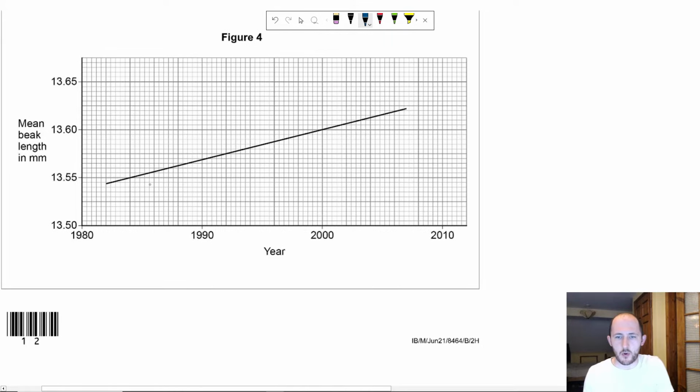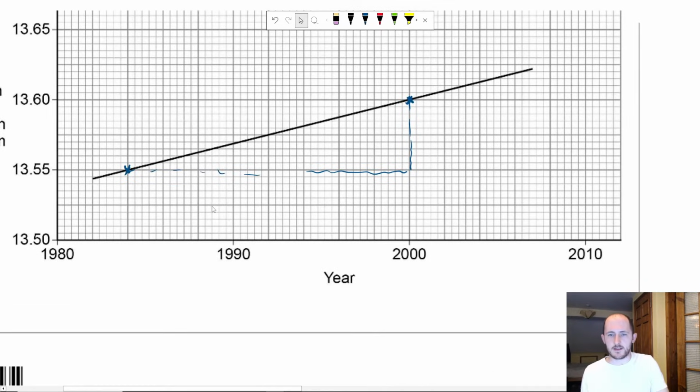So if we pick 2 points which are cleverly placed to be directly in the middle, that looks pretty reasonable. All we're going to do is work out the change in y and the change in x. If we zoom in nice and deep, that's 13.55 to 13.6. So that's a difference of 0.05. Again, you can use a calculator to confirm that.